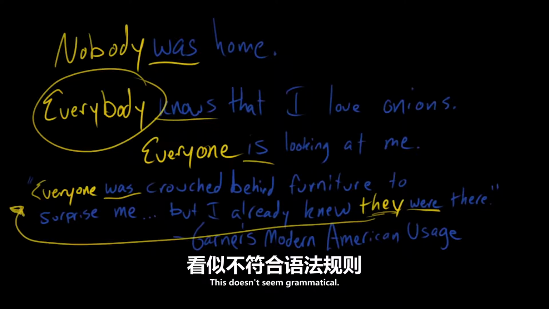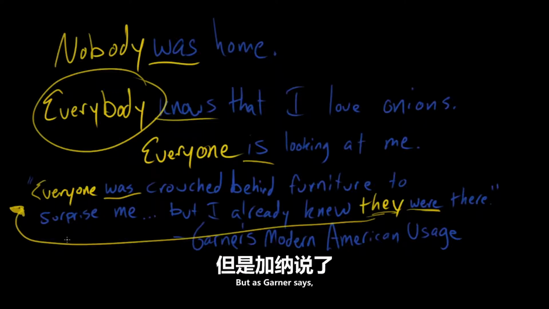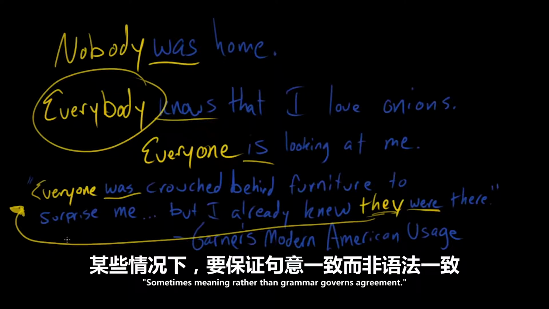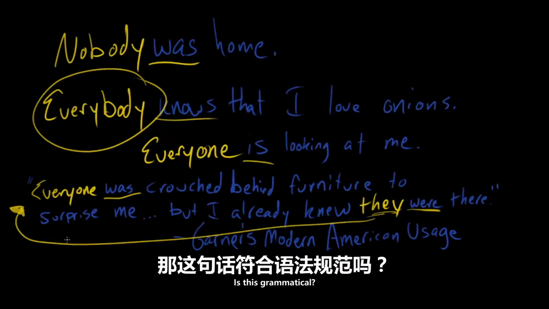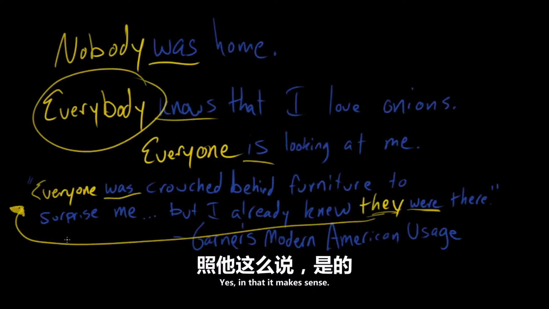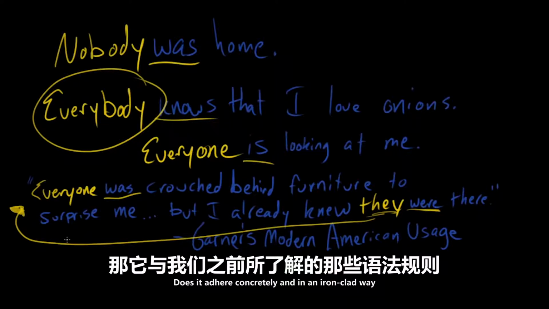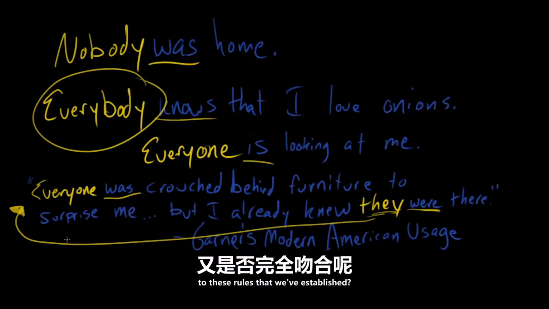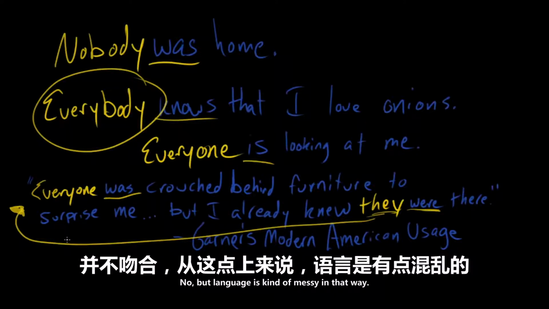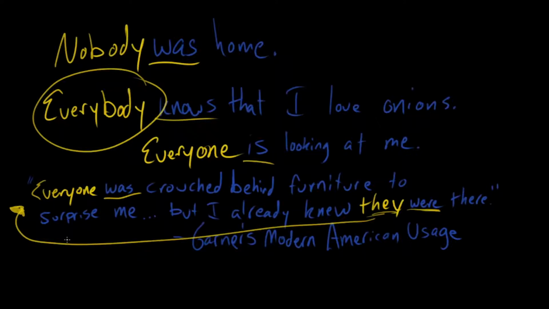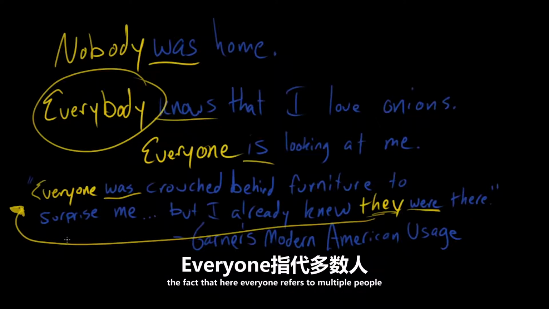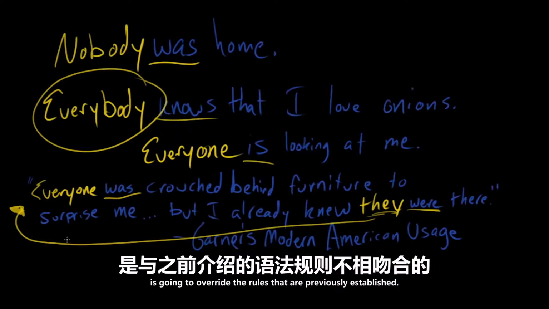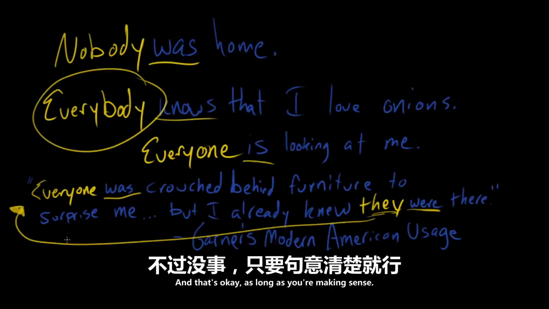So how can this be? This doesn't seem grammatical. But as Garner says, sometimes meaning rather than grammar governs agreement. Is this grammatical? Yes, in that it makes sense. Does it adhere concretely and in an ironclad way to these rules that we've established? No, but language is kind of messy in that way. Sometimes the meaning of the sentence, the fact that here everyone refers to multiple people, is going to override the rules that are previously established. And that's okay, as long as you're making sense.